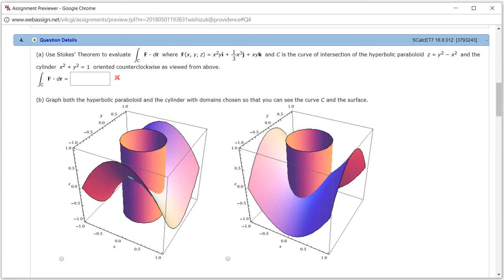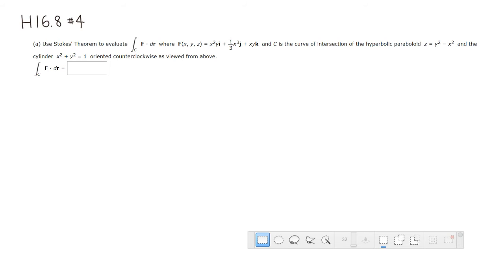All right, let's look at homework 16.8, problem number 4. We're going to use Stokes' Theorem to evaluate this. By Stokes' Theorem, it's a double integral over this surface of the curl of vector field F dotted with d vector S.